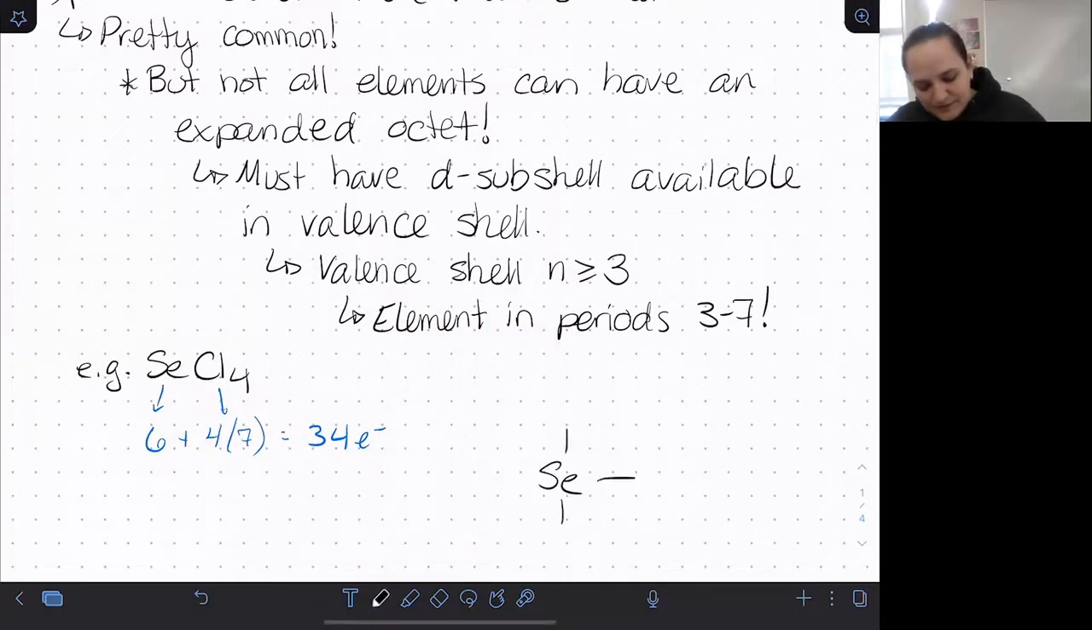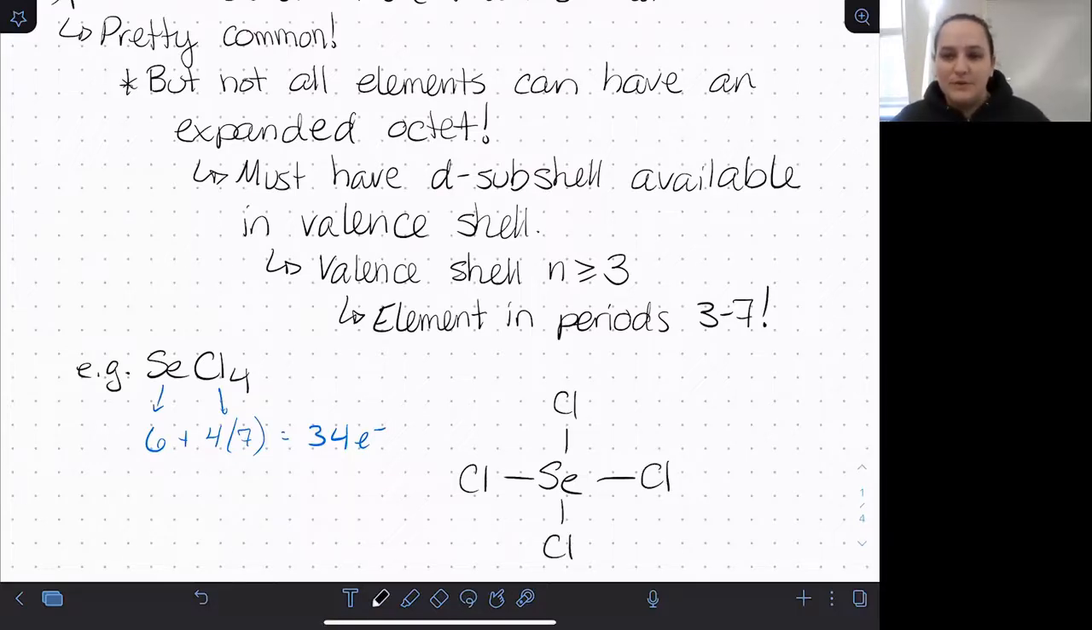Selenium is our unique atom, so that one can go in the middle with the 4 chlorines arranged around it. Our next step is always to fill up the peripheral valence shells. So we'll add 3 lone pairs to each of those chlorine atoms. Then our next step in the process is if we have any electrons left, they go on the central atom. At this point we have 8 electrons, 2, 4, 6, 8, around each of our chlorines. 8 times 4 is 32. So we are 2 electrons short.